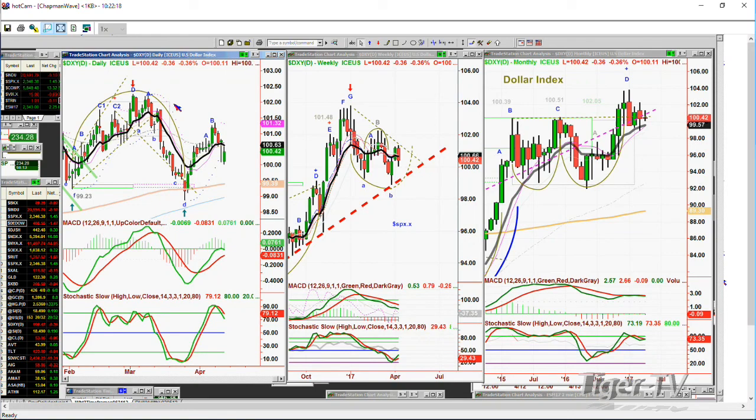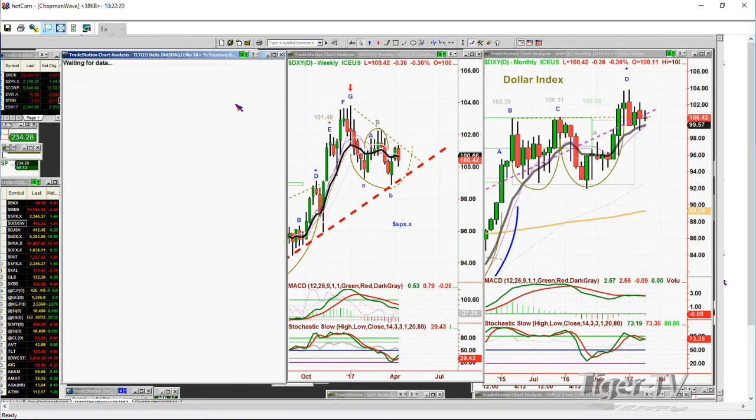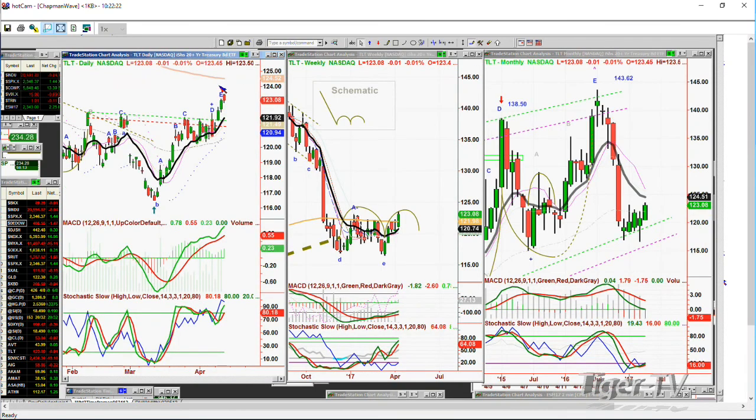All right, now we want to look at the TLT. The TLT is the Lehman 20-year T-bond fund. It's very similar. It's very unusual for this to happen, where the TLT looks the same as the gold chart, the GDX or the GLD. So what we're looking at here is leg E. It hasn't gotten to the 200-period moving average of 124.52, but it is at 123.08, down a penny.